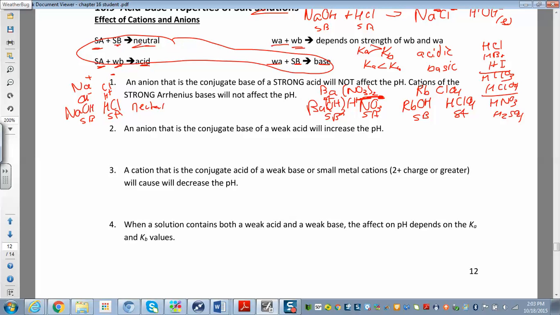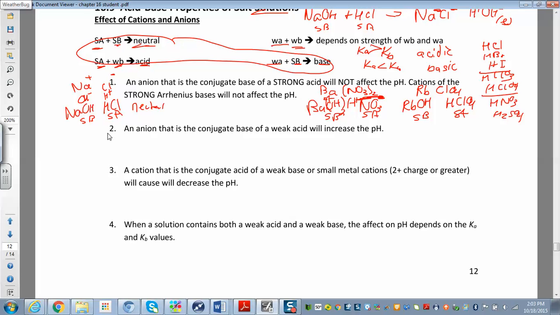So I'm going to give you the salt. I want you to take it and split it up, and then you have to figure out, okay, did it come from a strong acid and strong base? Did it come from a strong acid and a weak base? Well, it's always going to look like the strong things. If you have two strong things, they're going to completely neutralize each other, and then you're good to go.